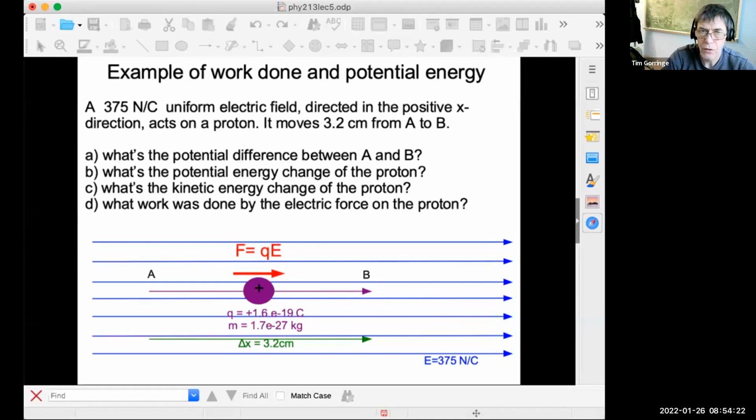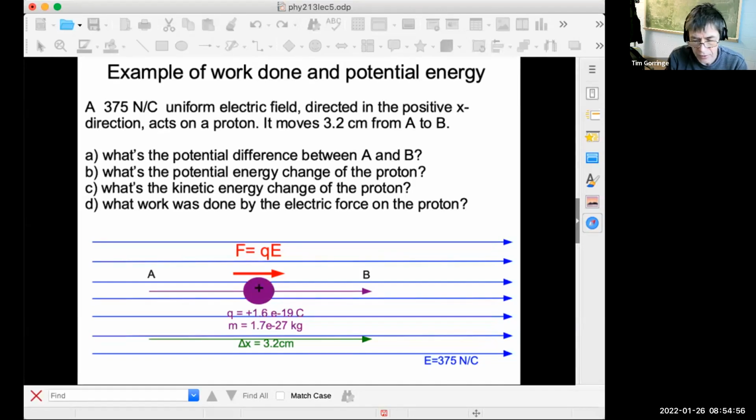I wanted to work through an example, a problem that involves a charge moving through a uniform electrical field. Actually, we're going to work the problem with a proton that moves through an electrical field, a positive charge, and also an electron that moves through a uniform field, a negative charge. And we're going to think about the change in potential energy when the charge moves through the electrical field.